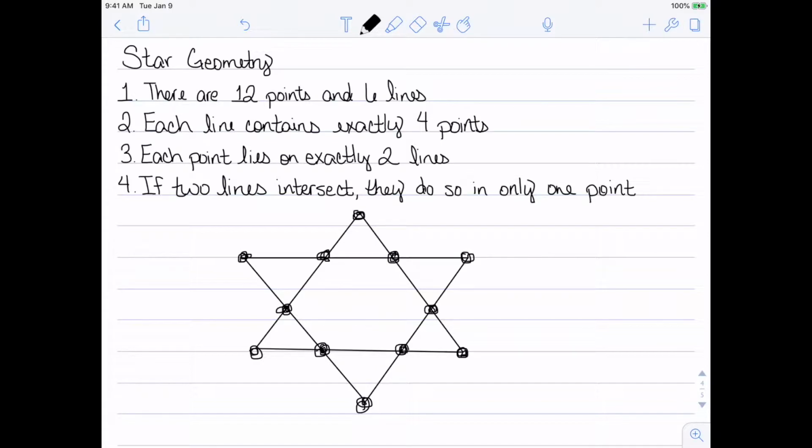Postulate 3, each 2 points belongs to exactly 1 line. And this is where we're not going to satisfy. Not every 2 points belong to exactly 1 line. As an example, this point here and this point here, there's no line between them. So this would not be a projective plane. Next, we're going to look at the square geometry.